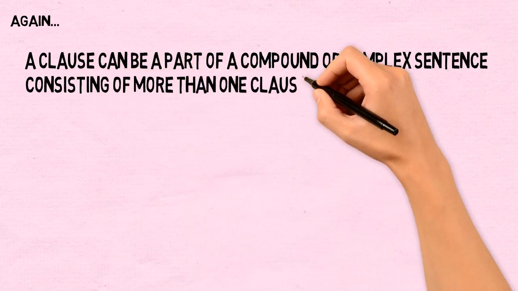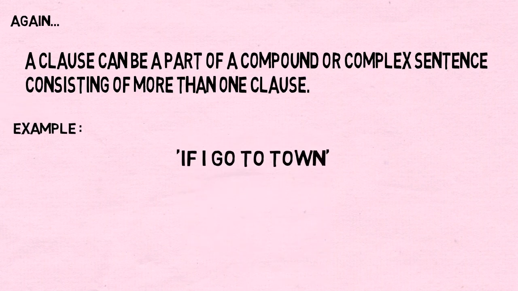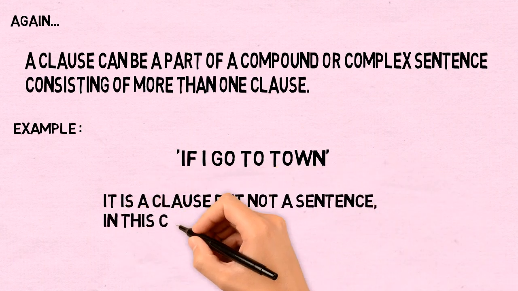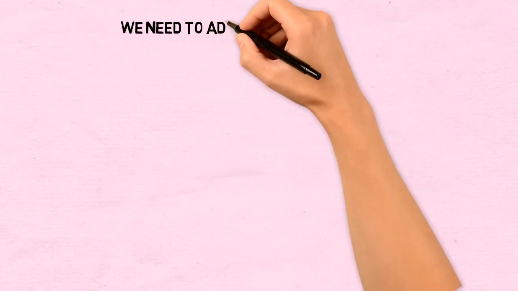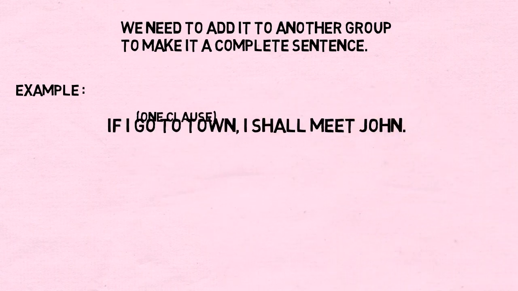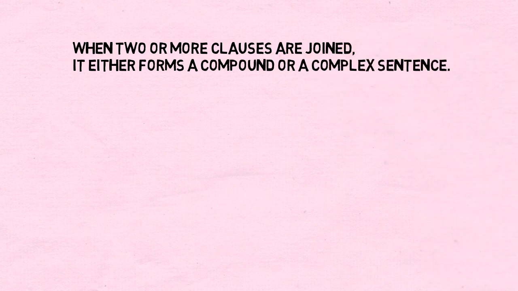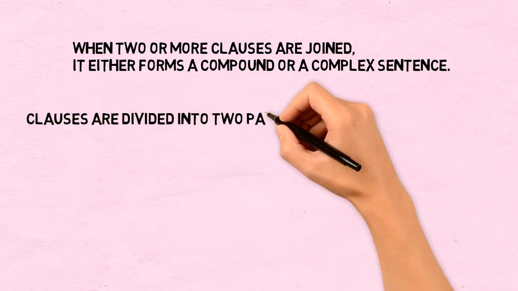Again, a clause can be a part of compound or complex sentence which consists of more than one clause. For example, if I go to town is a clause but not a sentence. In this case, it is a part of a sentence. We need to add it to another group to make it a complete sentence. For example, if I go to town, I shall meet John. If I go to town is one clause, I shall meet John is another. Thus, we make a sentence by joining two or more clauses. When two or more clauses are joined, it either forms a compound or a complex sentence.